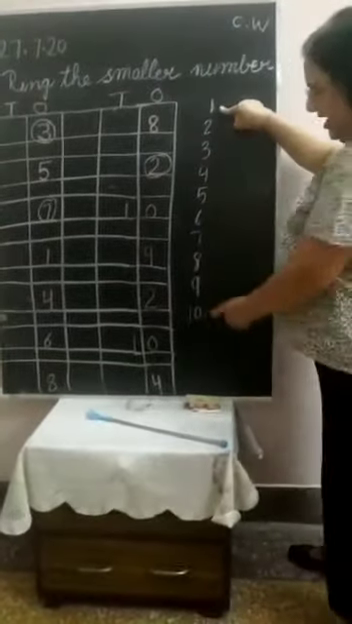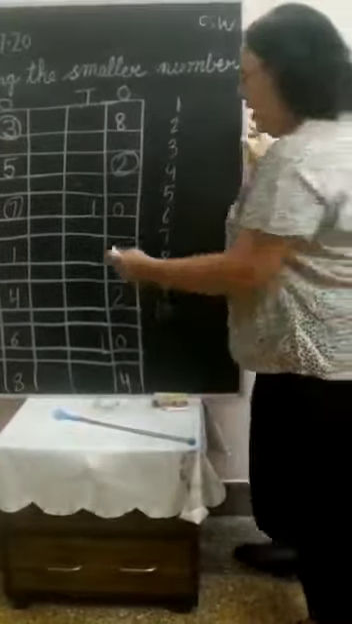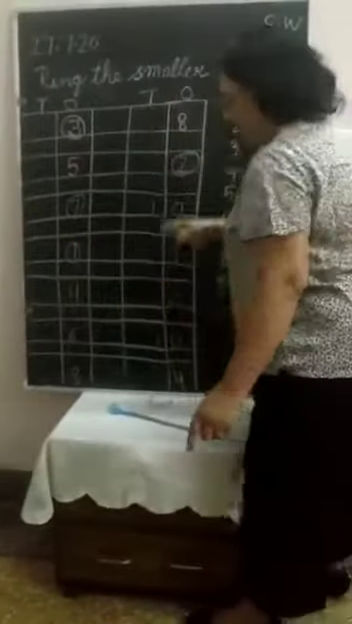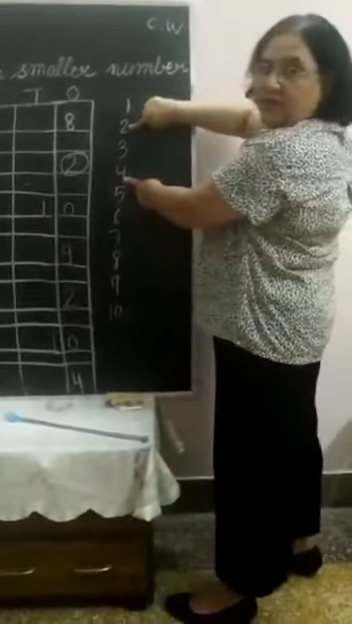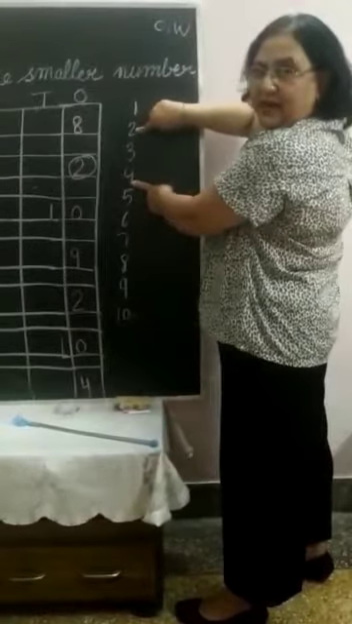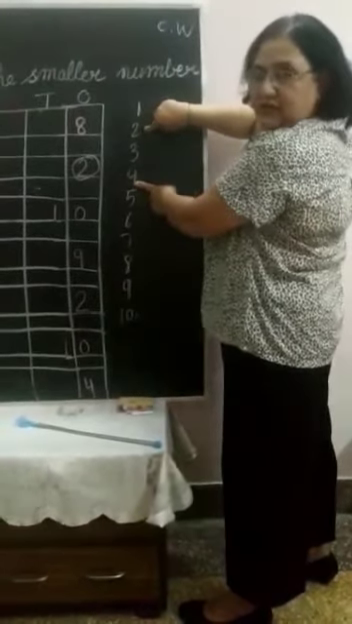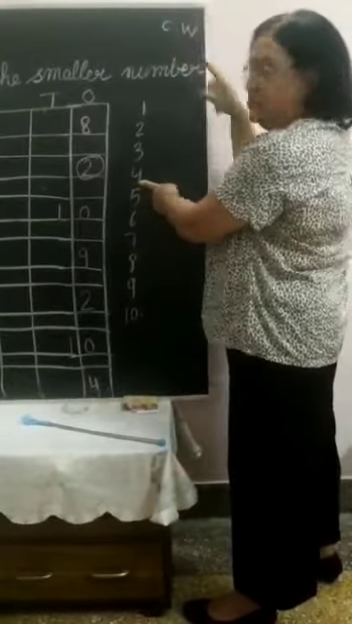Here 1 and 9. This is 1 and this is 9. ऊपर क्या है? 1. 1 is smaller. 4 and 2. This is 4 and this is 2. We will put the finger here. कौन सी finger हमारी ऊपर है? कौन से number पे है? 2. It means 2 is smaller. जो finger हमारी ऊपर होती है, that is smaller.